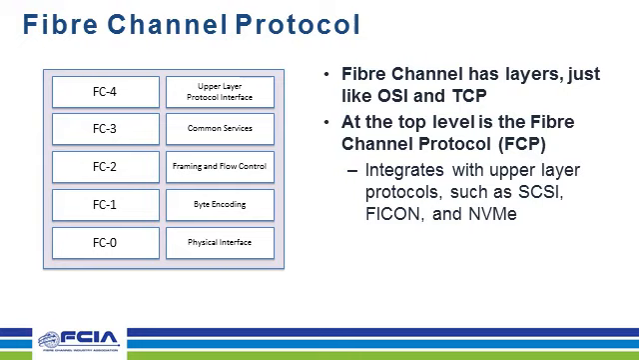So a little bit on the Fibre Channel protocol layering. Fibre Channel is defined in layers similar to OSI and TCP. Briefly, we have a physical interface layer, which is the photons, electrons, byte encoding, framing, common services, and then the upper layer protocol interface. That's the interface that protocols such as SCSI, FICON, and NVMe are defined on.